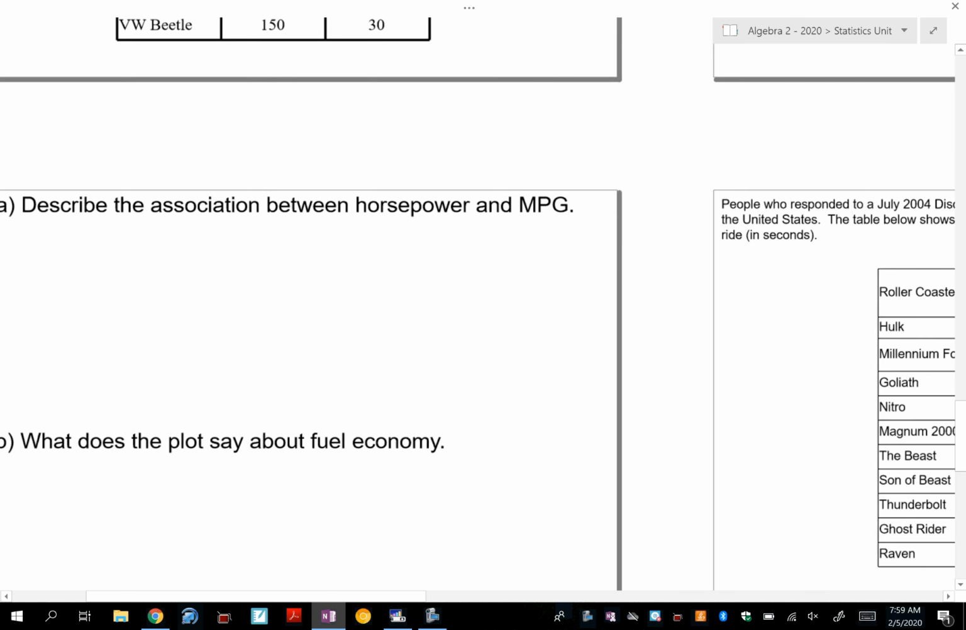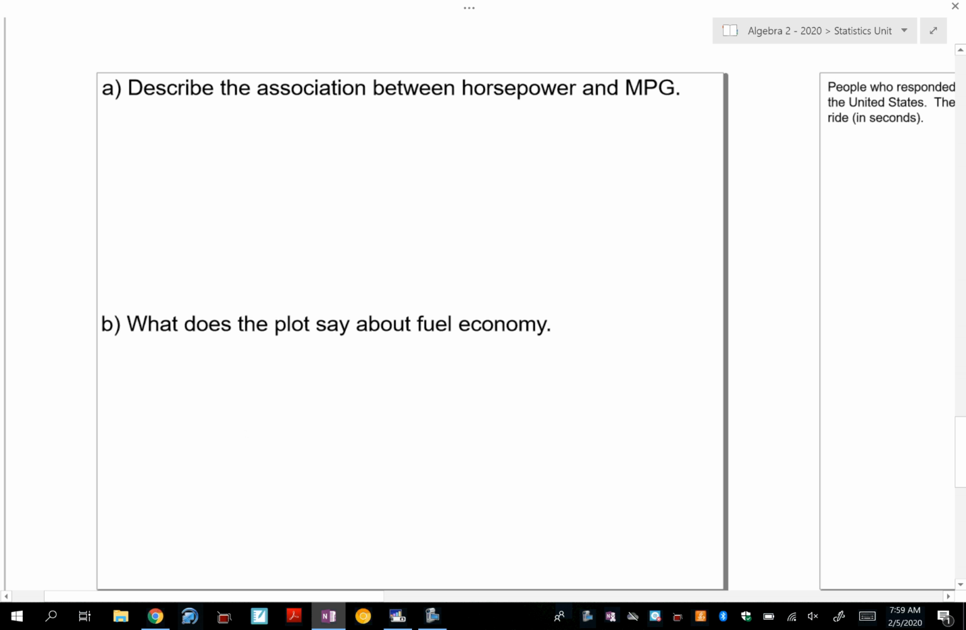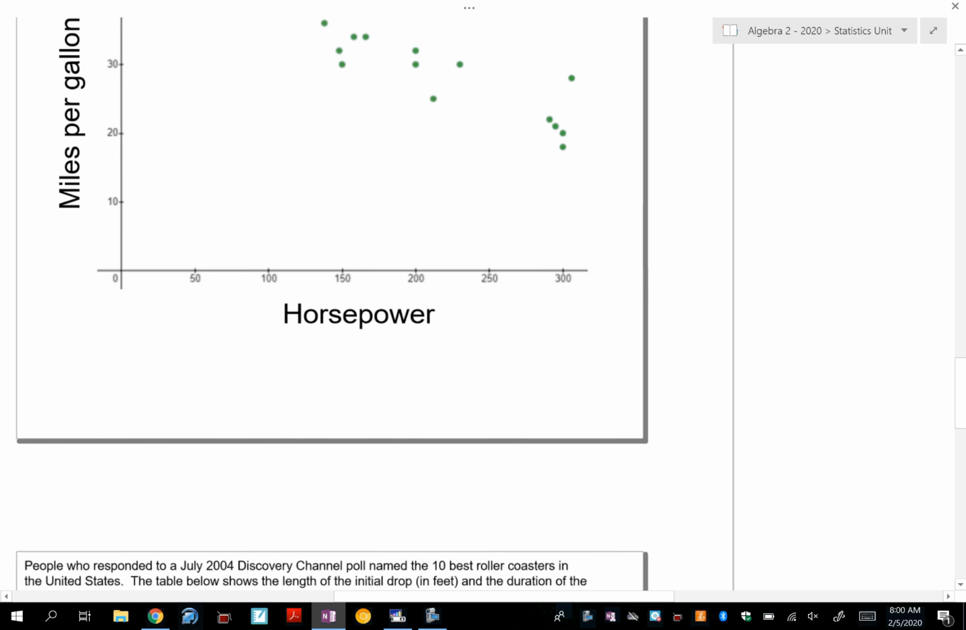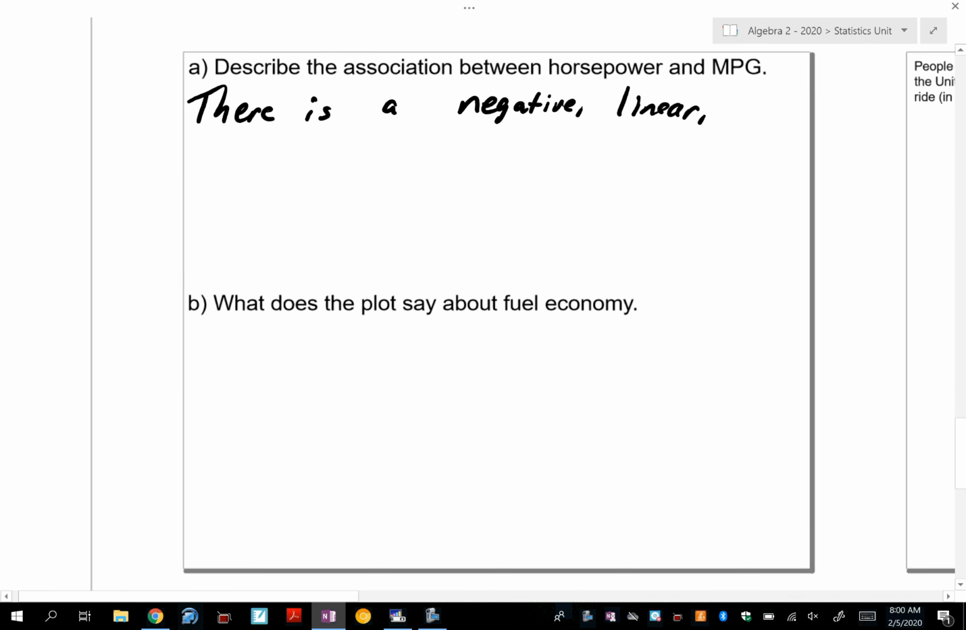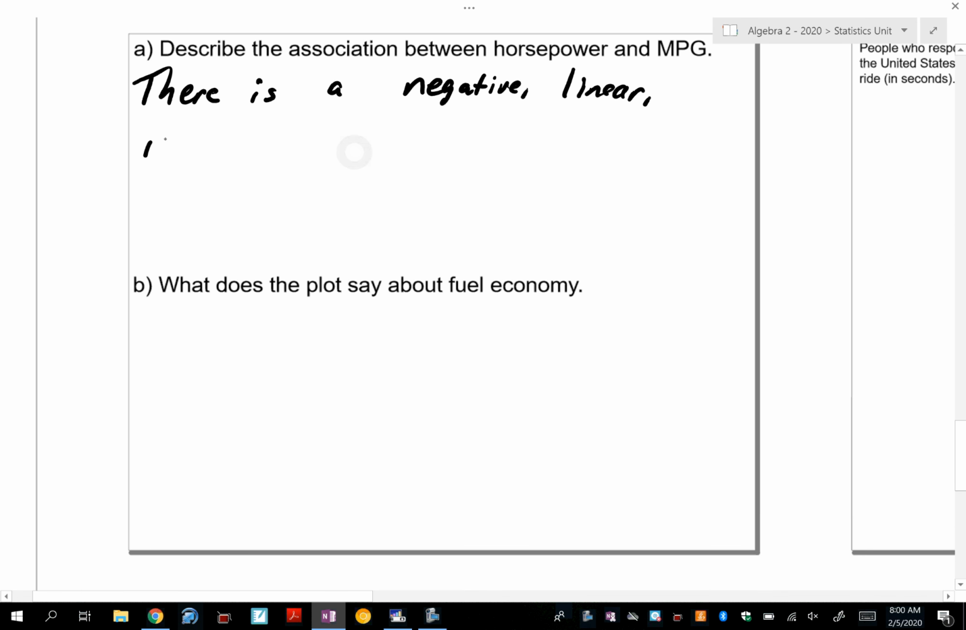All right, so I'm going to answer A. There is a negative linear, now Yoshika. Oh, Yoshika, I disagree. I don't think it's weak. I think it's actually moderate. I mean, I think it's actually strong. But let's go with moderate.